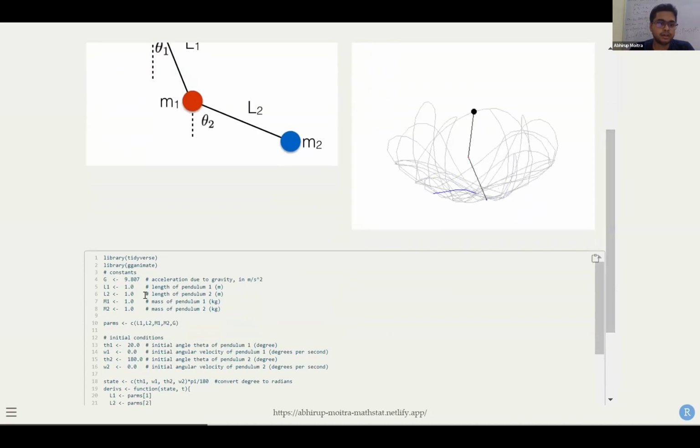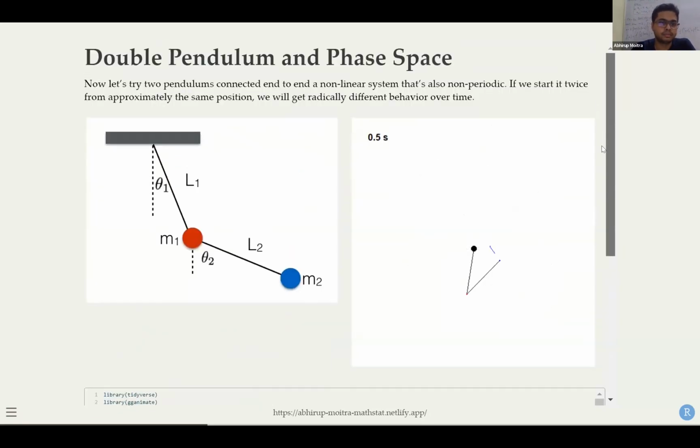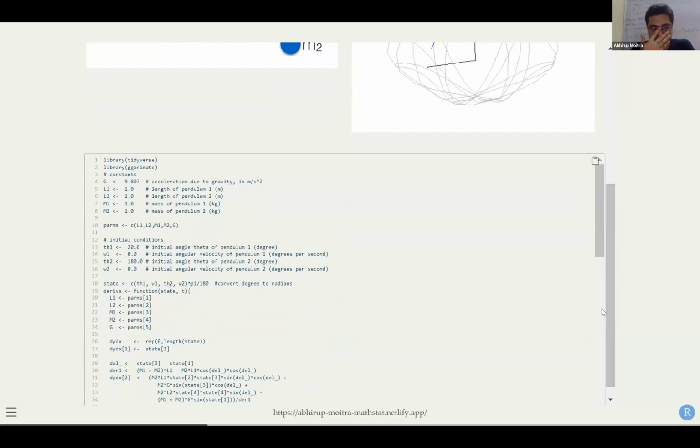So L1 or L2 is 1.0, and M1 is 1.0, 1.0. I have taken both. So the initial condition is very necessary, that is θ1 and θ2, I have mentioned over here. So these are the initial conditions, okay, and the angular velocity of the pendulum. The unit is degrees per second.